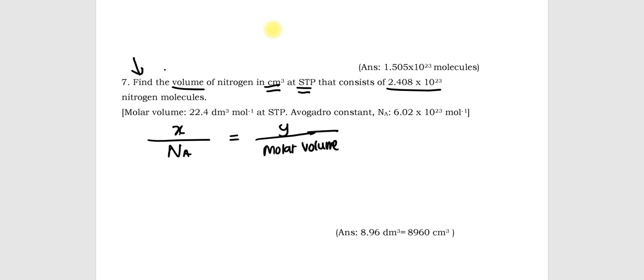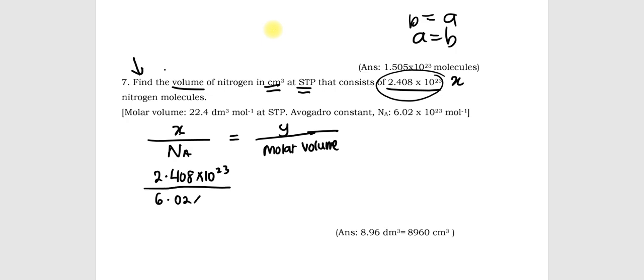X, Y doesn't matter. X over the Na, right? That one's molar volume. I'm explaining the same thing. I'm doing the Avogadro constant. A equals B, what's wrong? I write B equals A. That's A equals B. Okay. This is the X, correct or not? Number of molecules, right? 2.408 times 10 to the power of 23.